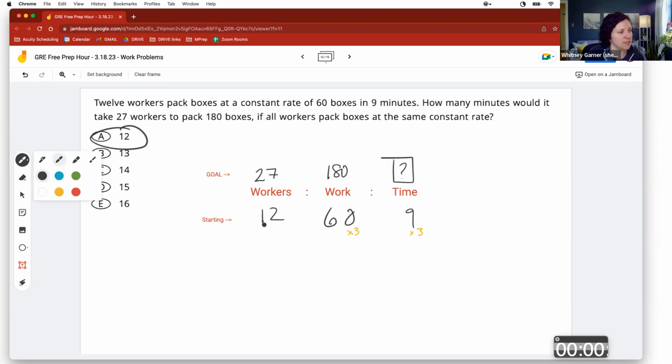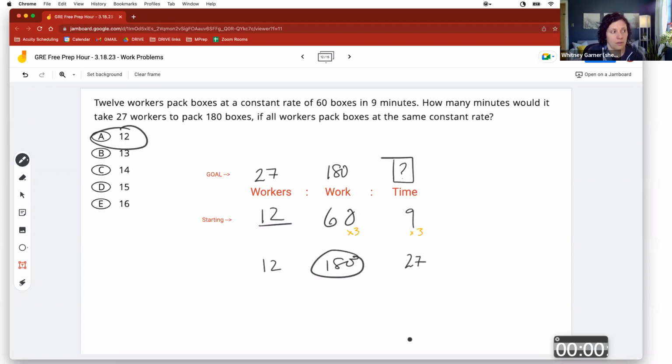So then I'd keep this 12 the same. So this is 12. Here's the 180. It's where I want it. Now this is 27. Now, I could divide both of these by 4.